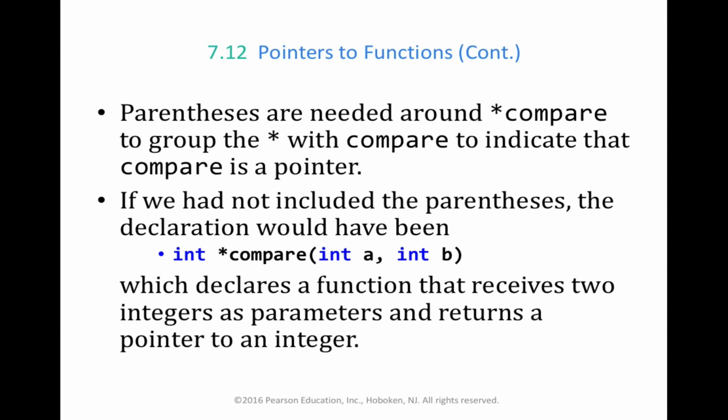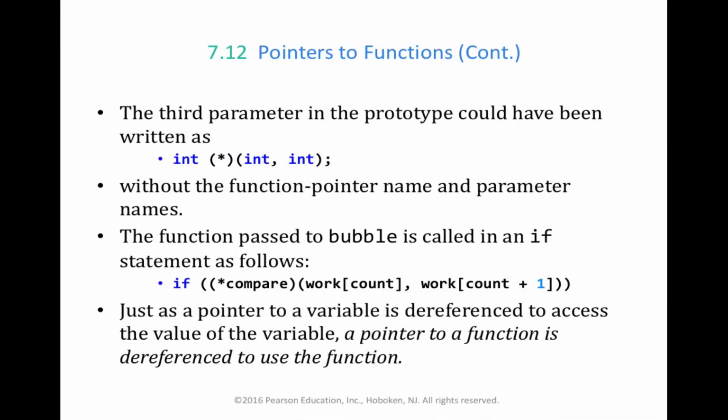The parentheses are needed around compare to group the star with the compare to indicate that compare is a pointer. If we had not done that in parentheses, the declaration would have been int star compare, and then two parameters in parentheses, which declares a function that receives two integers as a parameter and returns a pointer to an integer. And that wouldn't work for what we were trying to do. The third parameter in the prototype could have been written as int in parentheses star int without the function pointer name and without the parameter names.